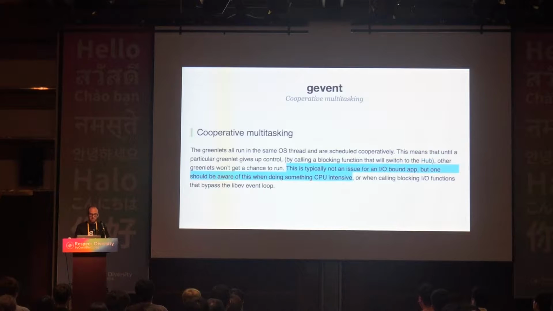In the case of gevent, you actually monkey patch all the socket libraries, so every time you do a socket call, you're actually yielding. So this works really great when you have a bunch of network calls. But straight, once again, from the gevent docs, this is not an issue for I/O-bound applications, but it should be something you should be aware of when you're doing things that are CPU intensive.